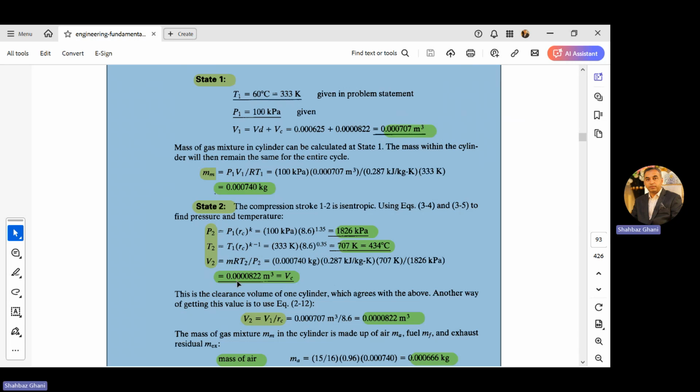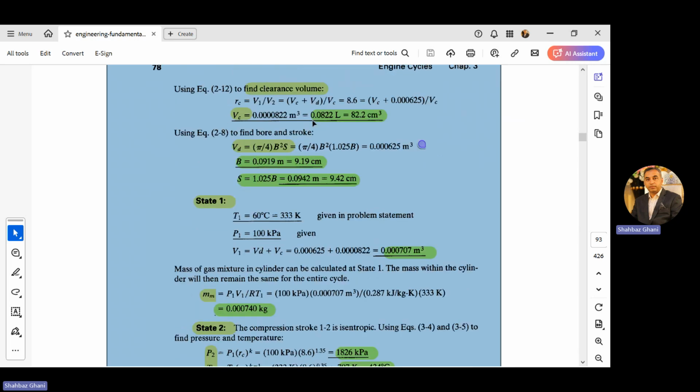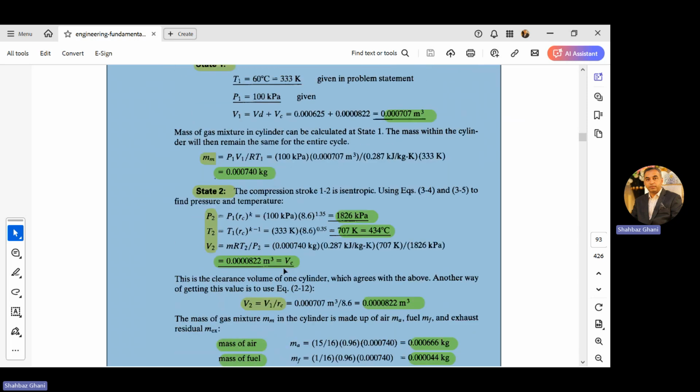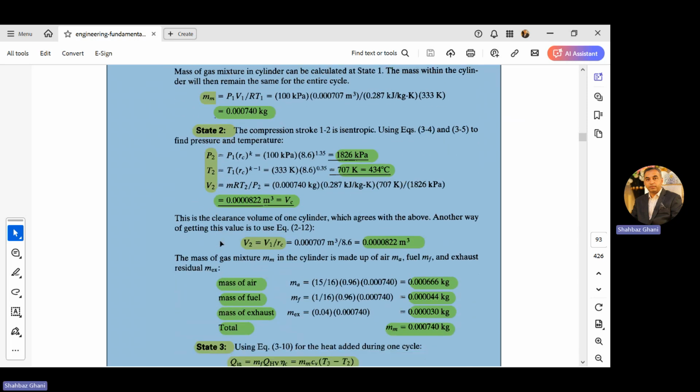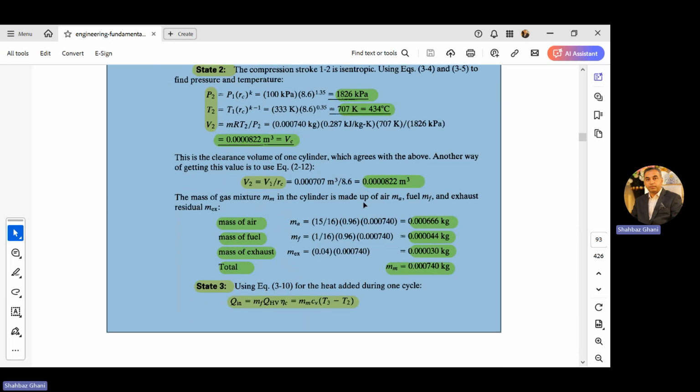Remember, your piston is at TDC. When the piston is at TDC, the volume is known as the clearance volume. So V2 and VC are the same value which we found for the clearance volume. This is the clearance volume of one cylinder, which agrees with the above. Another way of getting this value is V2 equal to V1 by RC, the same value. Now we know the mass of the mixture.